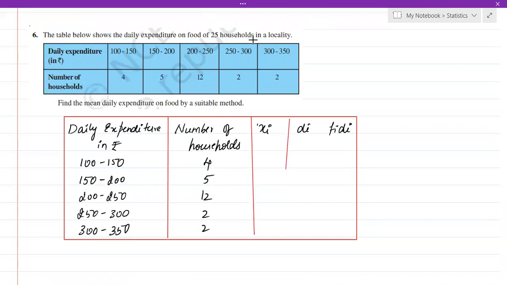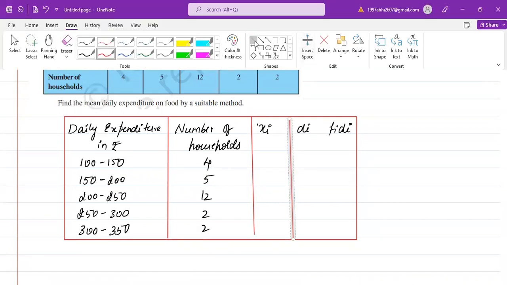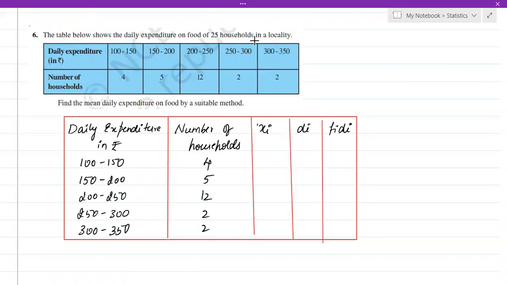So in the exam, you might get any one question either based on mean or mode or median. If you are very good at any two of these, you need not practice all the three. If you are good at any two, mean and median, or mode and median, or mean and mode, any two is enough. So one question will be there in the exam for 3 marks.